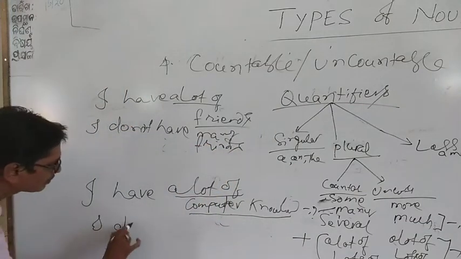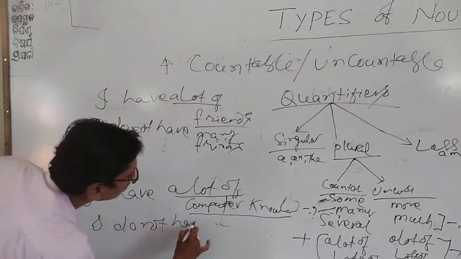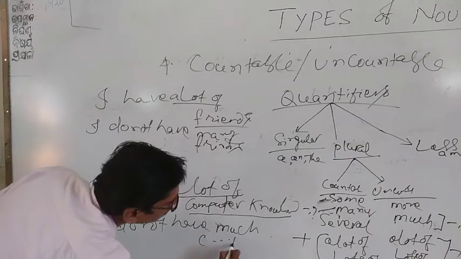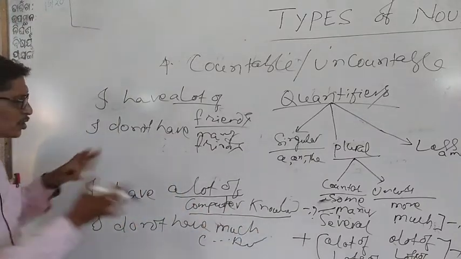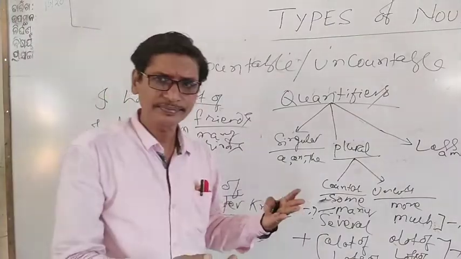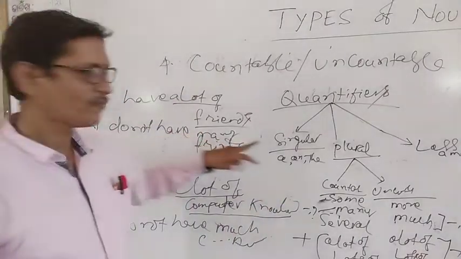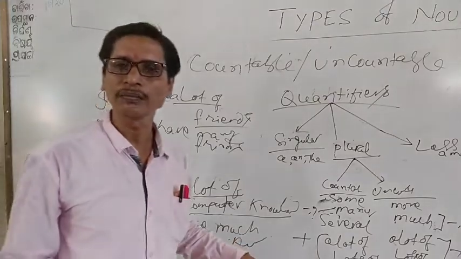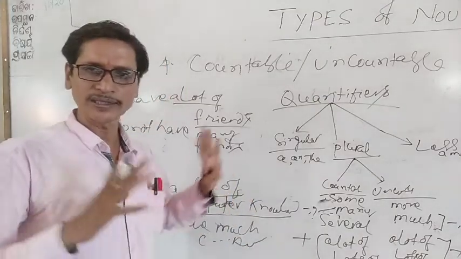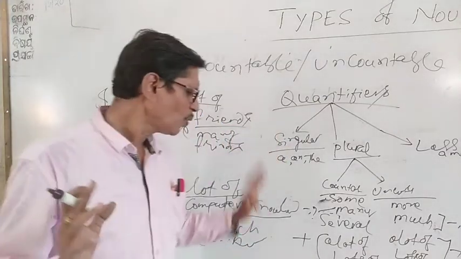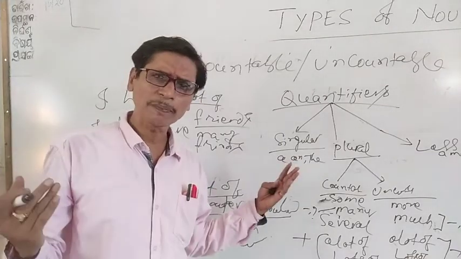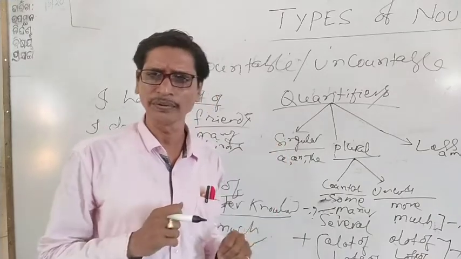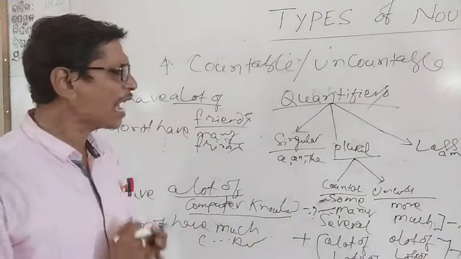I do not have much computer knowledge. So when our sentence is negative, we use many for countable nouns. We use much for uncountable nouns. When our sentences are positive, we can use a lot of for countable nouns as well as a lot of for uncountable nouns. Okay?